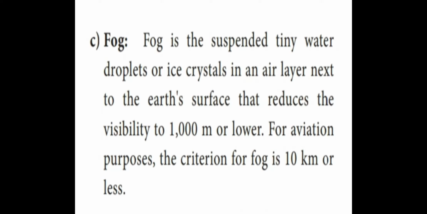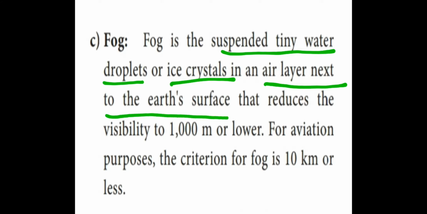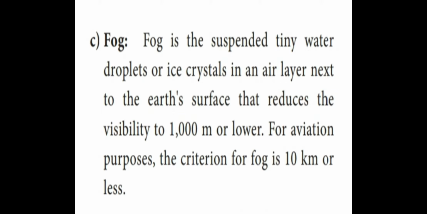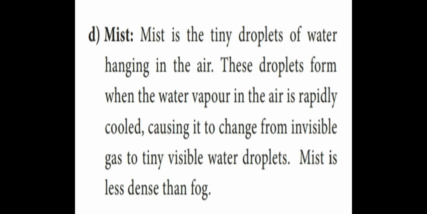Next one is fog. Fog is the suspended tiny water droplets or ice crystals in an air layer next to the earth's surface that reduces the visibility to 1000 meters or lower. For aviation purposes, the criterion for fog is 10 kilometers or less.